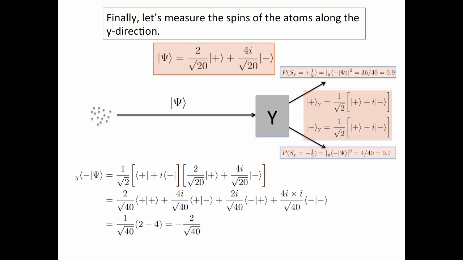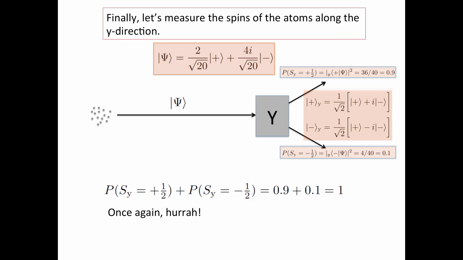But again, the probability is the modulus of that squared. Since this is a real number, that means just squaring the number. Because it's a square, the minus becomes positive, and the probability of finding atoms with spin down along the y direction is equal to 4 divided by 40, which is 0.1. So 10% of the atoms that we feed into our y Stern-Gerlach apparatus come out in the spin down beam.